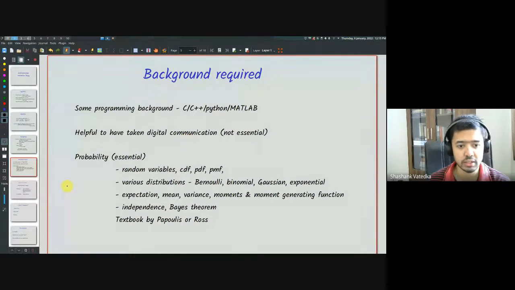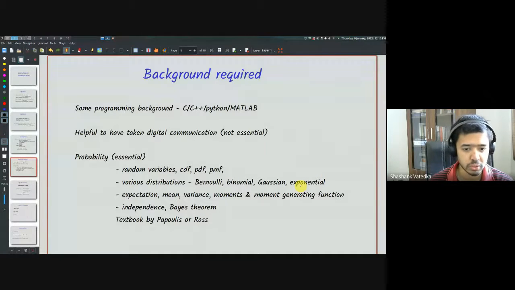What is essential is that you know a fair bit of probability. Some basic concepts in probability will be sufficient. Maybe a 2-credit course on probability should be enough. In particular, you should know what random variables are, continuous random variables, discrete random variables, what is a CDF, what is a PDF, what is a PMF, and you should at least be familiar with some basic distributions, Bernoulli random variables, binomial, Gaussian, and exponential. We mainly use these four distributions in most of the course.